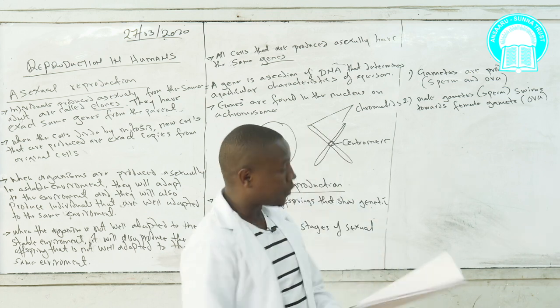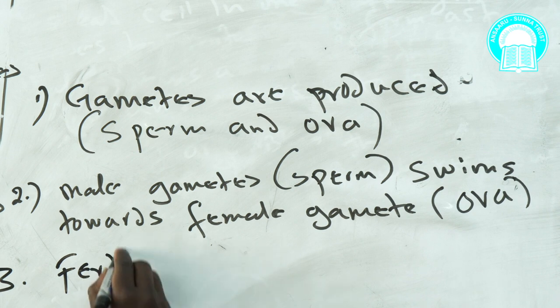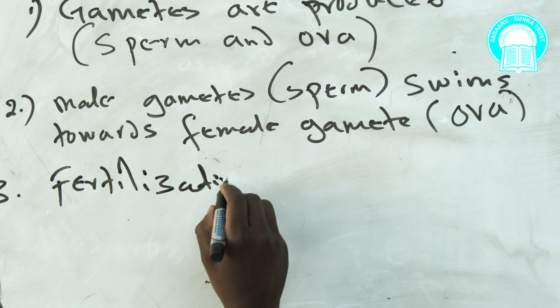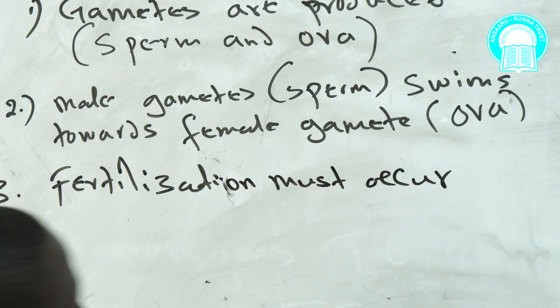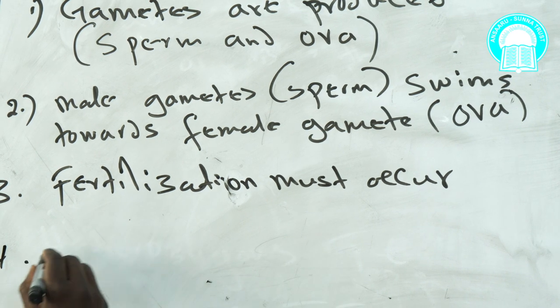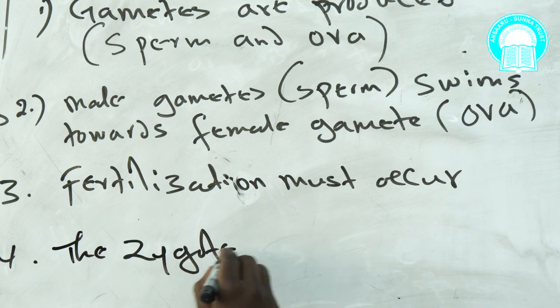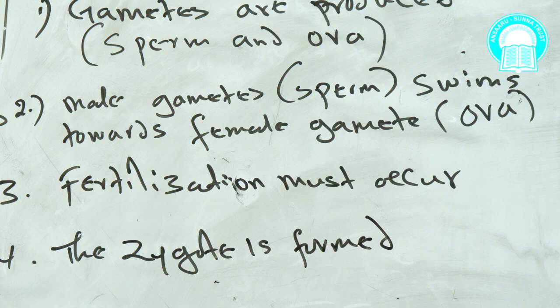And be able to fuse with it. Number three, fertilization must occur. And number four, the zygote is formed. So those are the four key stages.